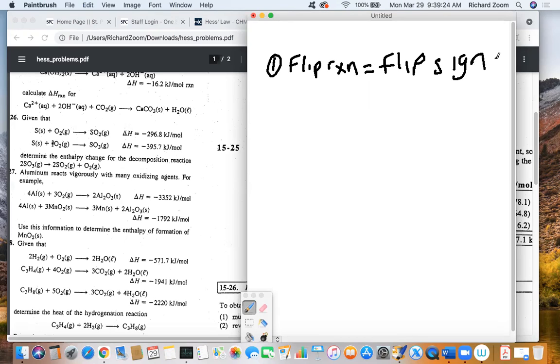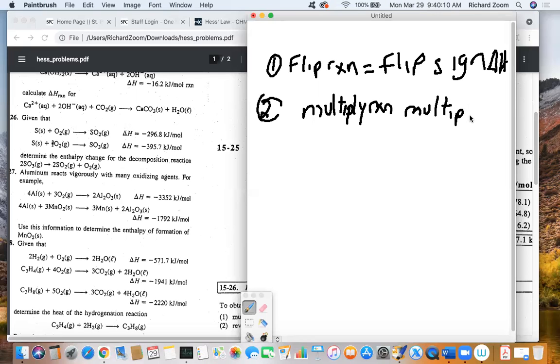Okay, so rule one: flip the equation, flip the sign of delta H. And secondly, multiply the reaction, multiply delta H. Probably should write multiply so it doesn't look like an X. Then you also multiply delta H. Okay. So those are the two rules that we deal with.